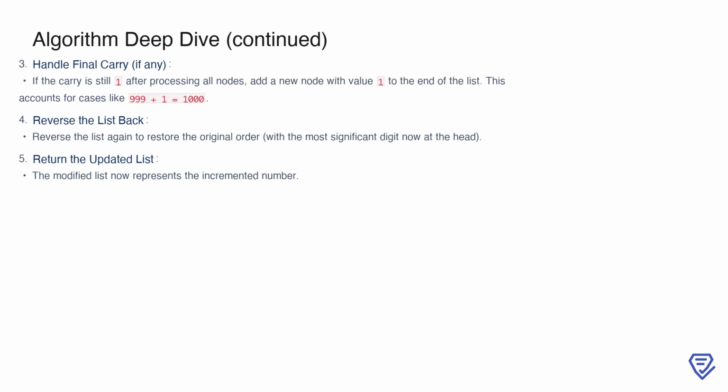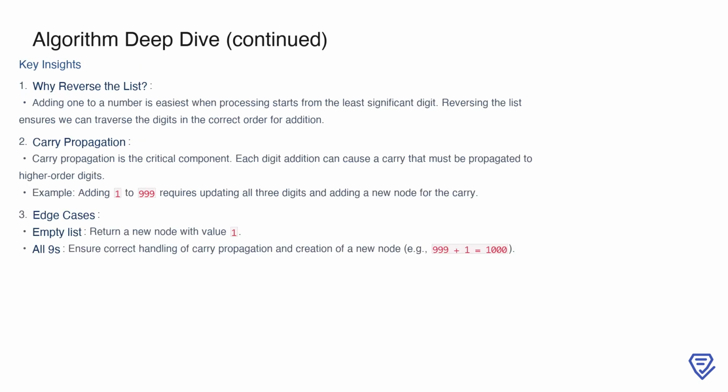cases efficiently and correctly. Reversing the list simplifies the addition process, but why is this necessary? When adding 1 to a number, it's easiest to start from the least significant digit since any carry generated needs to propagate to the higher order digits.